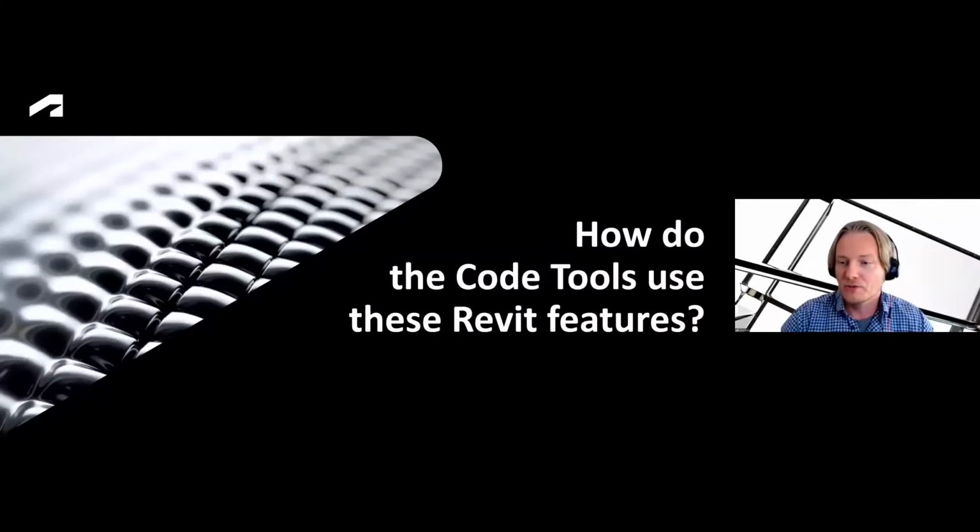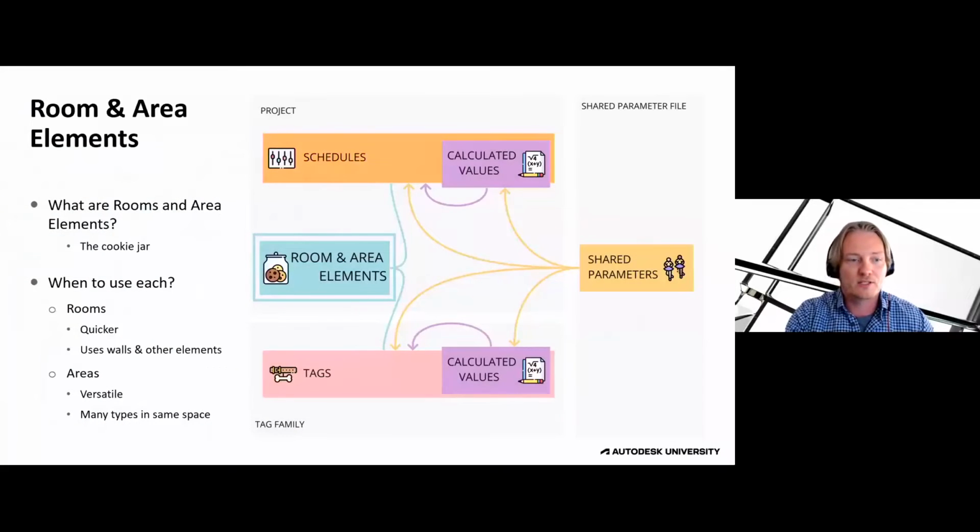All right, so how do the code tools use these out-of-the-box Revit features? As Clara mentioned, we work with rooms and areas. The first step in this process is to define the spaces of your building. To do that, we use the rooms and areas. So let's start at the very beginning, with a very basic definition. What are rooms and areas?